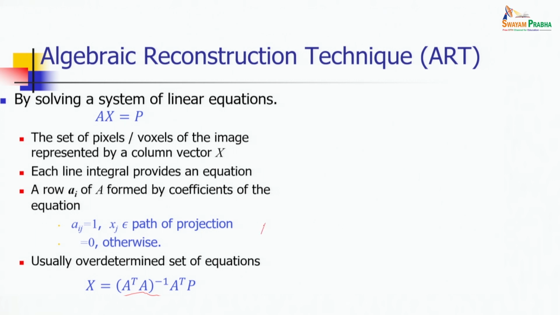Just to show you once again how we derive it, as I mentioned earlier, there is a nice way of getting this expression. You pre-multiply both sides with A transpose, and then you get (A transpose A) inverse A transpose P. That is how we get it. This is the least squares estimate. In the overdetermined set of equations, A is a rank deficient matrix, but A transpose A is a square matrix.